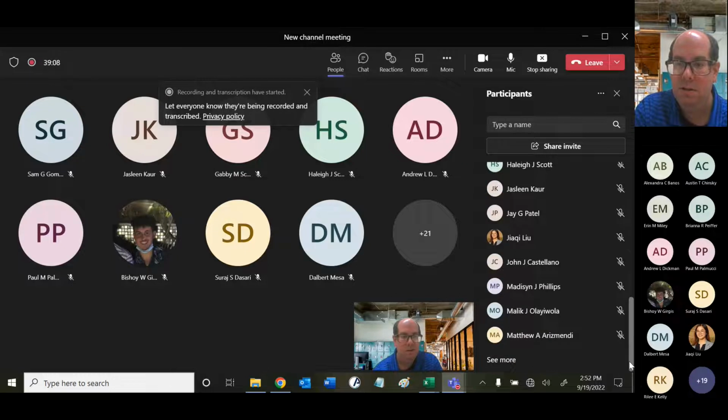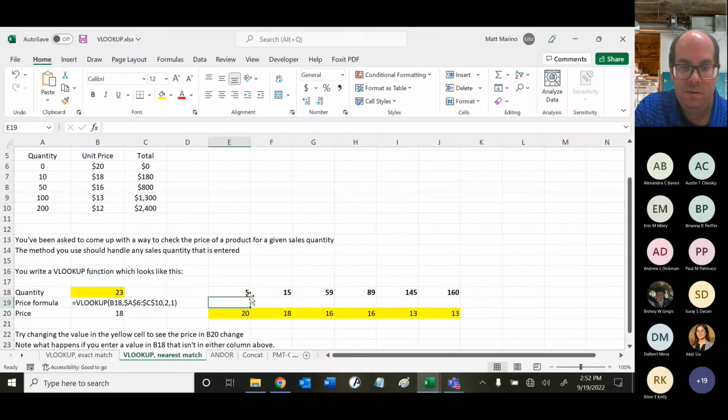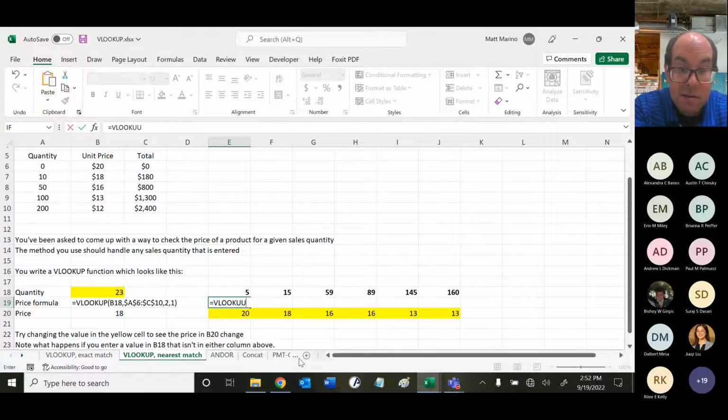And who haven't I called on? Johnny, how do we do for 5? So it would be E18. Okay. So equals VLOOKUP, E18. Help if I spelled it right. E18. And then what?